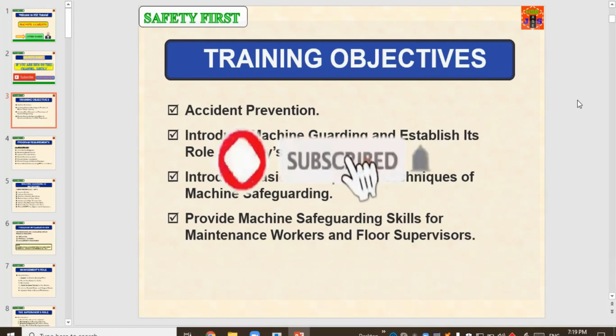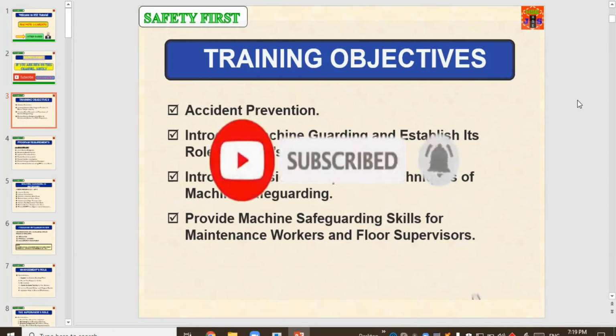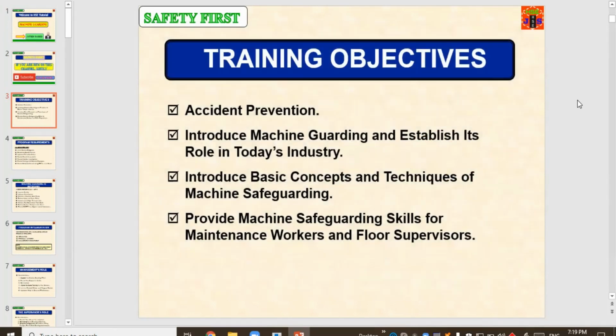Let us discuss the training objectives. Number one, accident prevention. Number two, introduce machine guarding and establish its role in today's industry. Number three, introduce basic concepts and techniques of machine safeguarding. Number four, provide machine safeguarding skills for maintenance workers and floor supervisors.